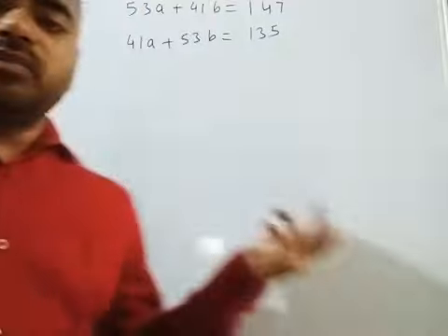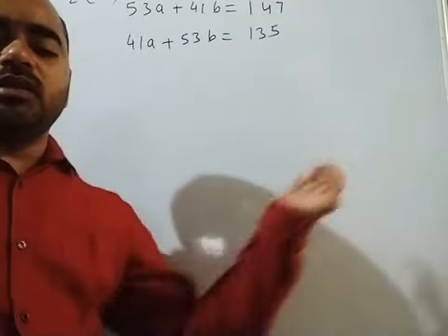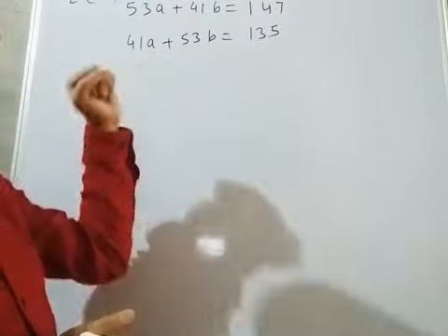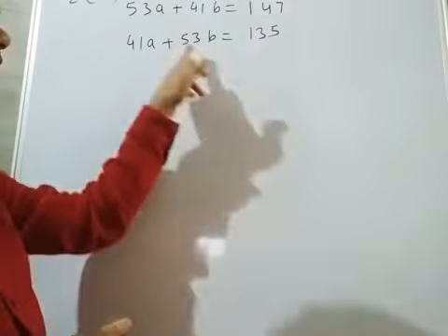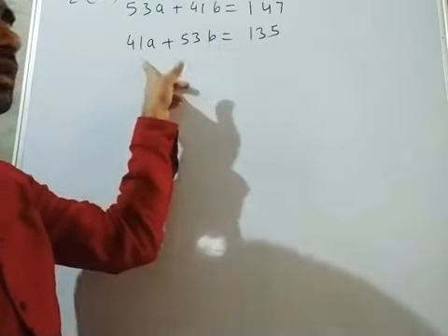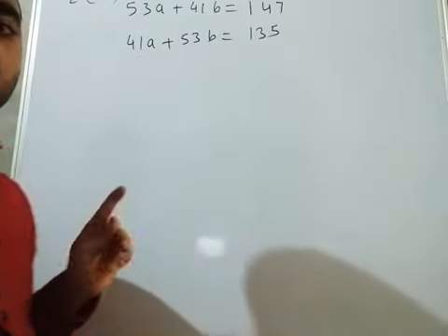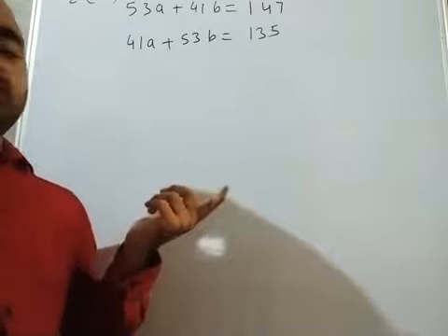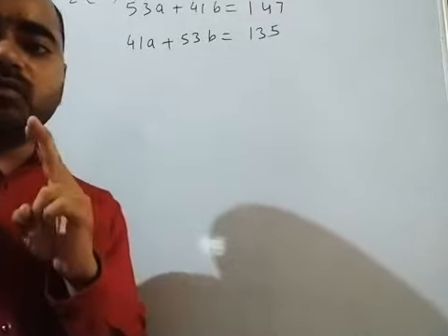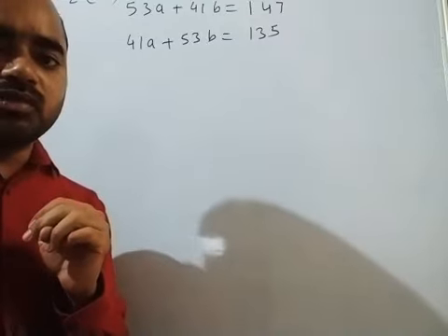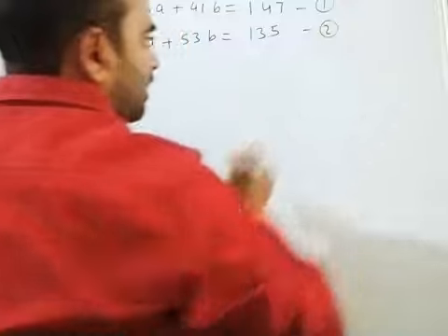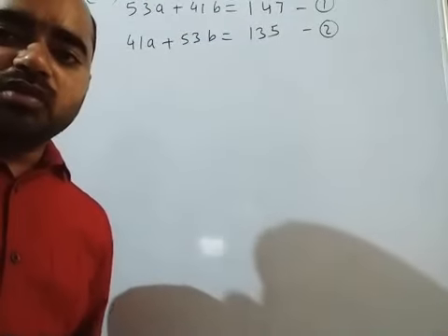You can apply any method, directly substitution or elimination, but you can see some patterns are there. Here the coefficients are interchanged. Here 53a and here 53b. Here 41b, but here 41a. It means coefficients are interchanged. For these kind of questions, first we have to follow two steps. What are the two steps? First you will add both the equations.